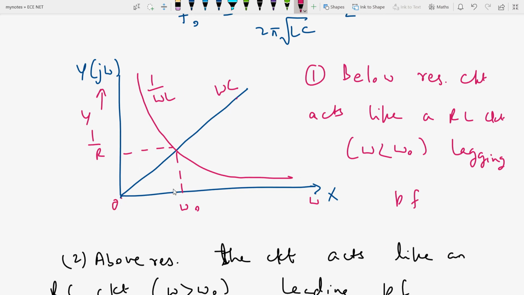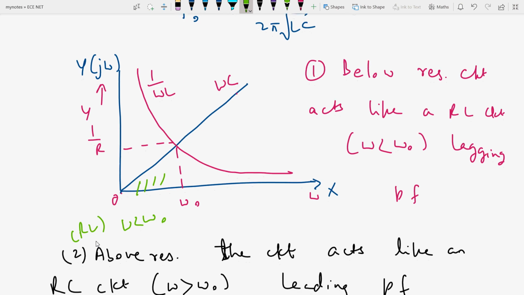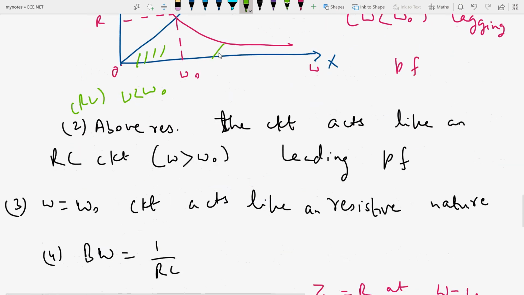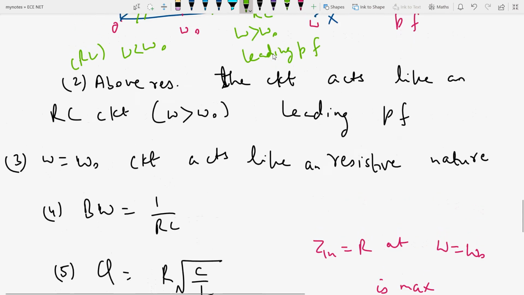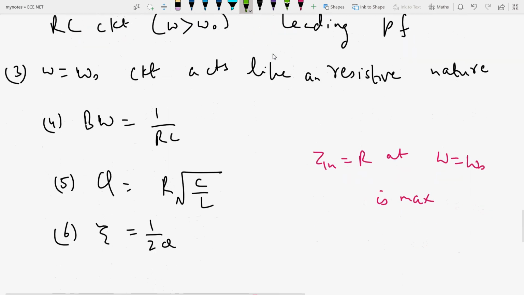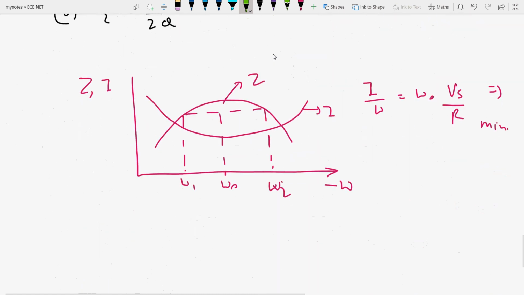Below resonance, at this point omega less than omega naught, it is acting as an RL circuit, that means lagging power factor. Above resonance, at this point omega greater than omega naught, it has a leading power factor and the circuit is acting as an RC circuit. So the circuit acts resistive at omega equal to omega naught. Bandwidth is 1 by RC, quality factor is R under root C by L, and this is the graph.